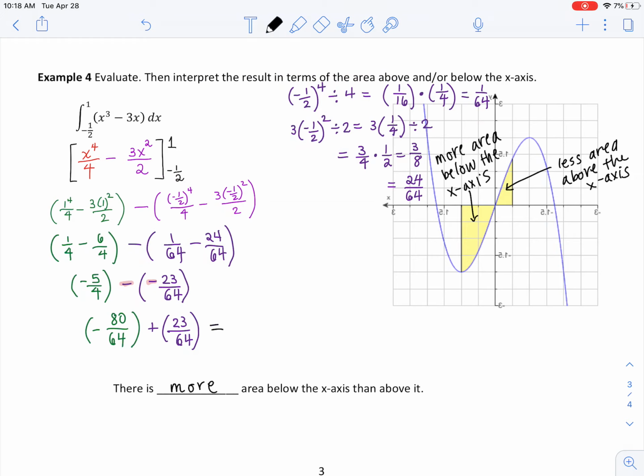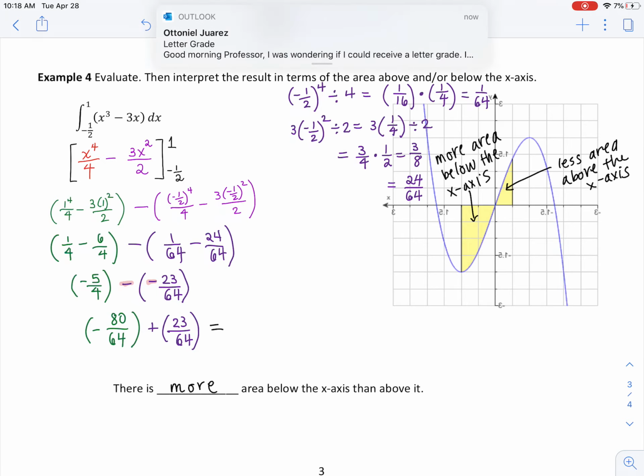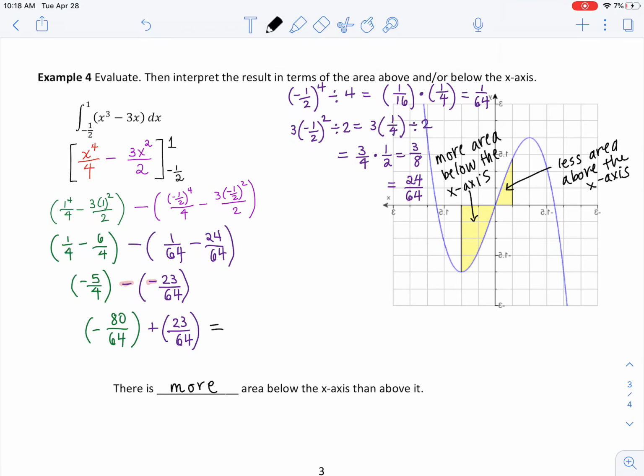So what's our final answer? If I do -80 plus 23, I'm going to get -23/64. Hold on a second, that doesn't look right. Because I'm using this tiny iPad or MacBook calculator, it gave me something wrong. 80 minus 23 is 57. That sounds more like it. -57 divided by 64, and that is my final answer.